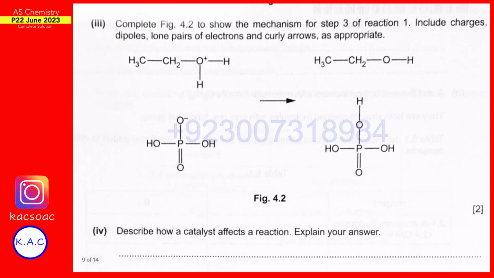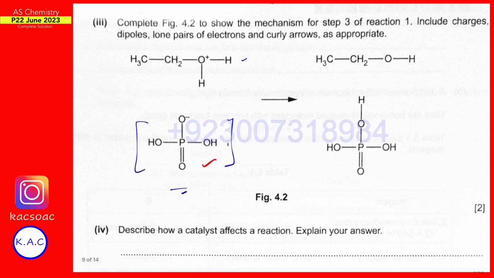The next thing is to complete figure 4.2 to show the mechanism for step 3 for reaction 1. Include charges, dipoles, lone pairs of electrons and curly arrows as appropriate. In this case, you can see that it is having an oxonium ion, and this is the negative charge. It's the base basically. In fact, this is acting as a base.